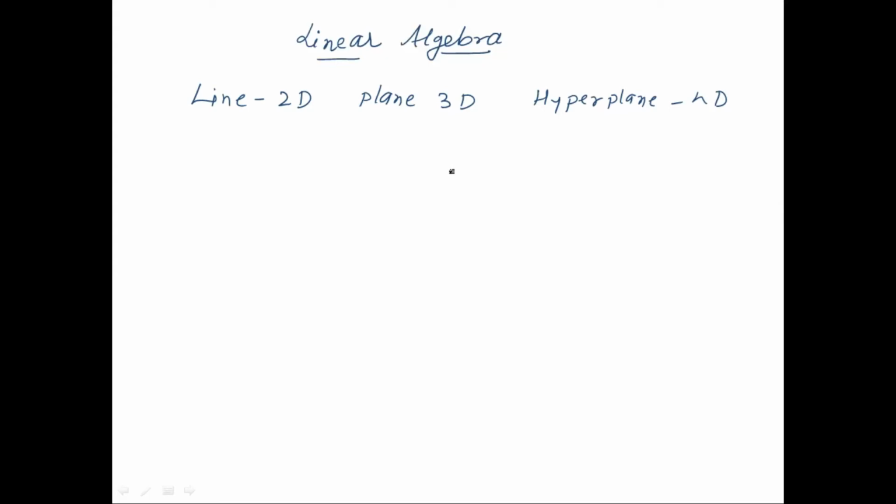Linear algebra. In linear algebra, we have a line in 2D, a plane in 3D, and a hyperplane in n dimensions. The equation of a line is y equal to mx plus c, where m is the slope and c is the intercept.